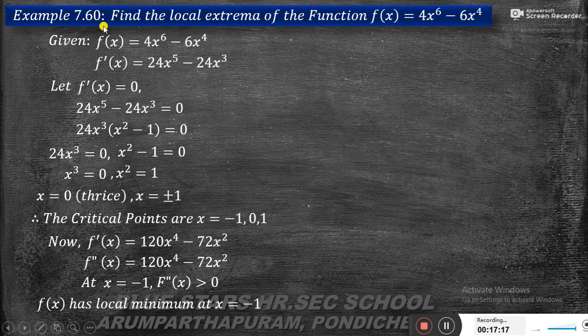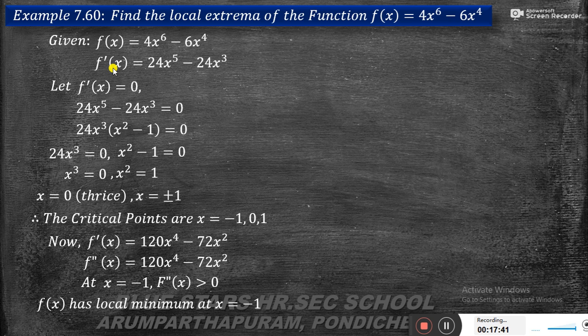So next is example 7.60: find the local extrema of the function f of x equal to 4x^6 minus 6x^4. So now we discuss example 7.60. Find the local extrema of the function f of x equal to 4x^6 minus 6x^4.